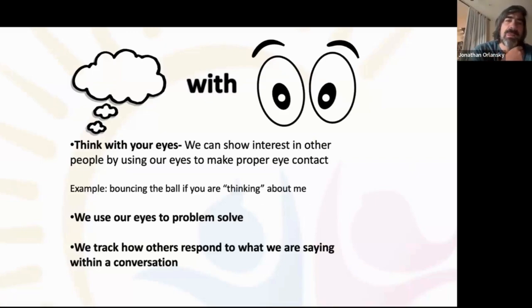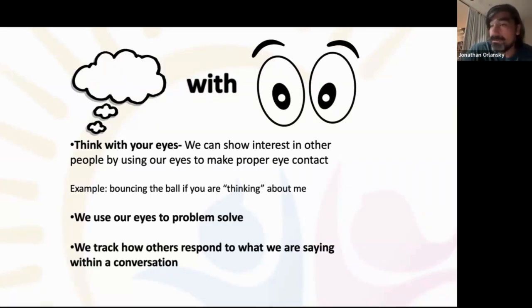Think with your eyes. We can show interest in other people by using our eyes to make proper eye contact, of course. We use our eyes to problem solve. Sorry, I don't know what to do with this example. That's me. We use our eyes to problem solve.